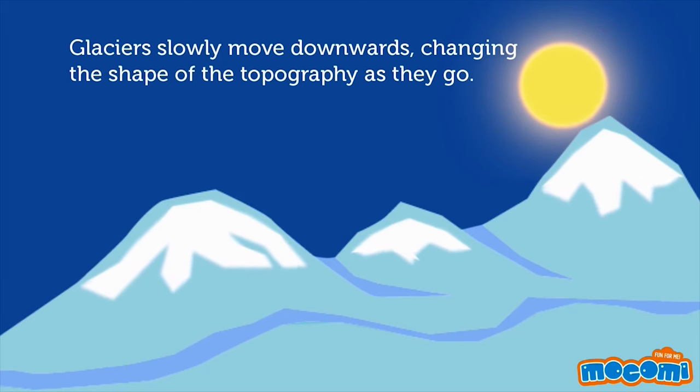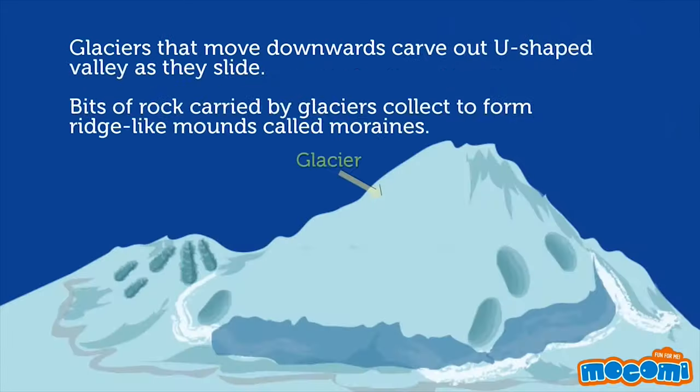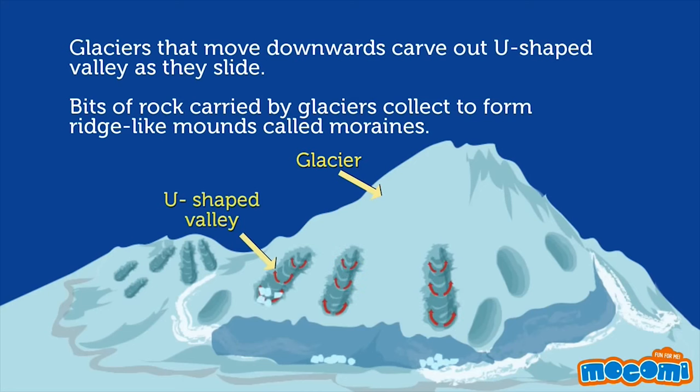Glaciers slowly move downwards, changing the shape of the topography as they go. Glaciers that move downwards carve out U-shaped valleys as they slide. Bits of rocks carried by glaciers collect to form ridge-like mounds called moraines.